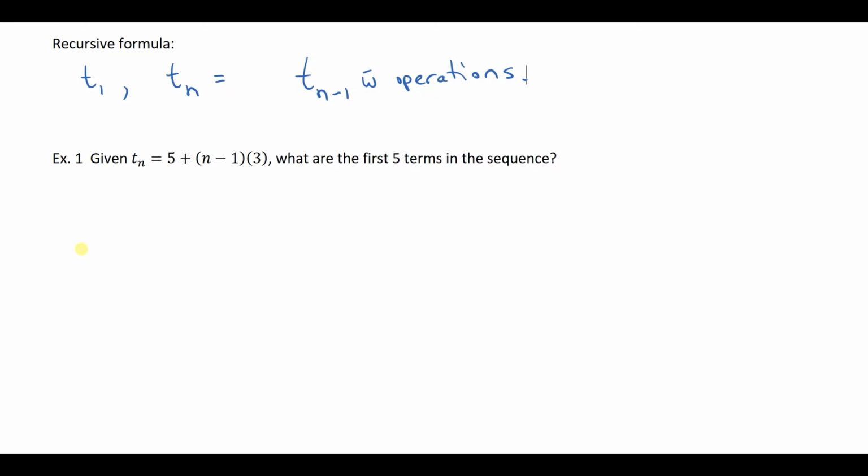So here's an example. If tn is equal to 5 plus n minus 1 times 3, what are the first 5 terms of this sequence? We could easily find the first 5 terms by doing the math. n equals 1 is term 1, so I'm going to sub in 1 for n.